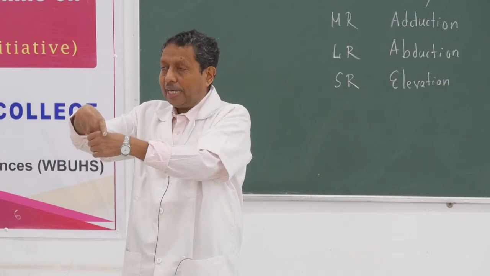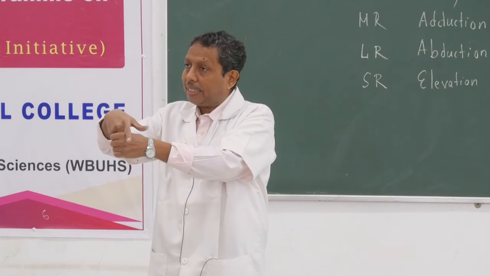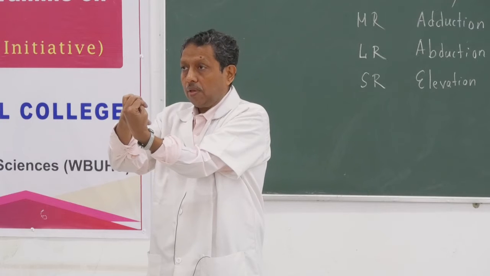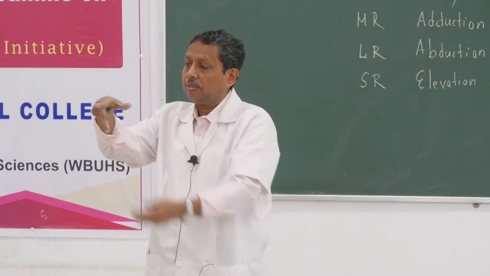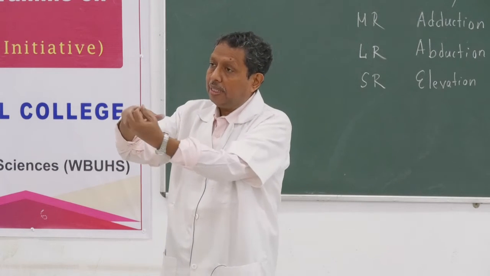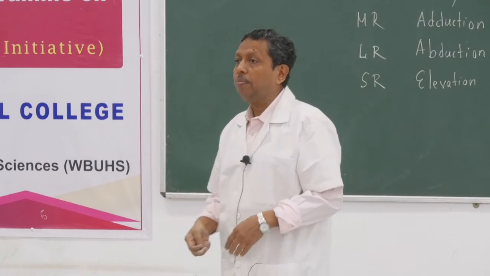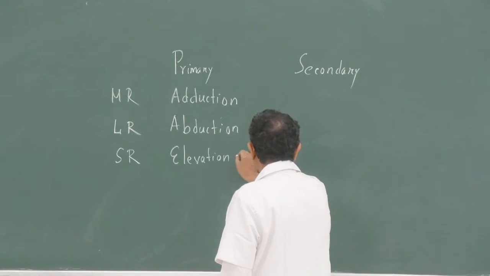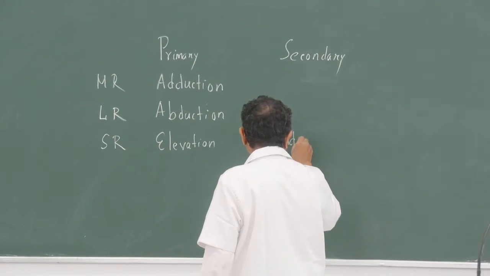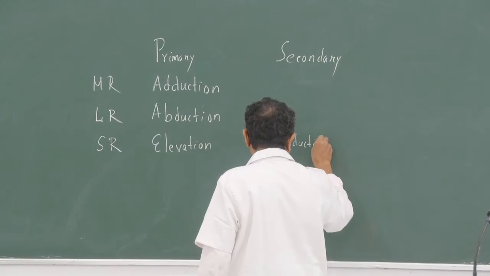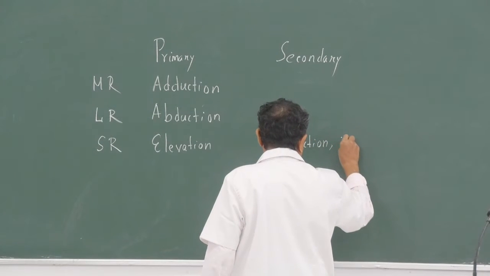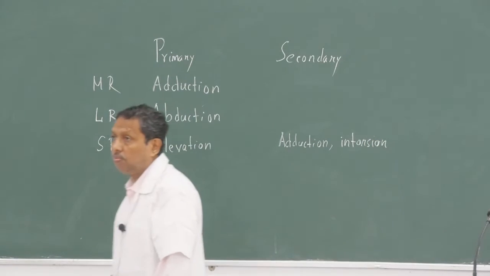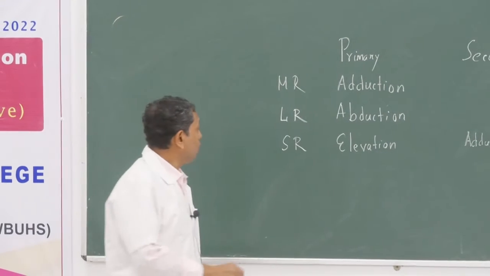That is in the vertical axis. In the vertical axis, it's some adduction, and also intorsion. Intorsion is towards the nose, in the anterior-posterior axis. In the horizontal anterior-posterior axis it has some movement, intorsion, and at the same time adduction. Secondary movement in this case is adduction and intorsion.